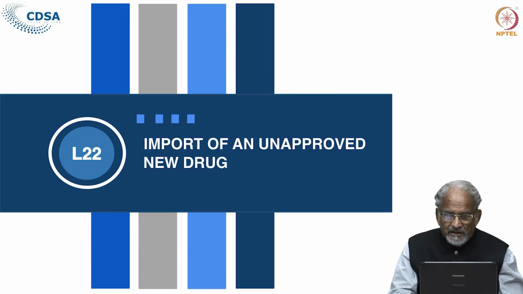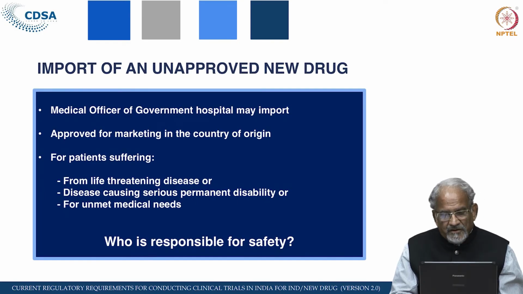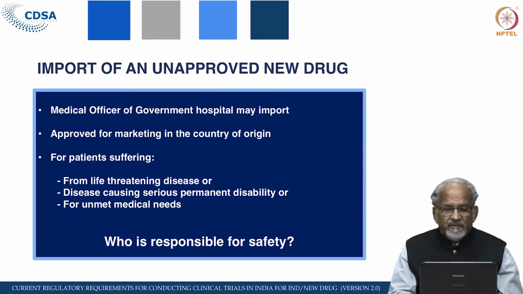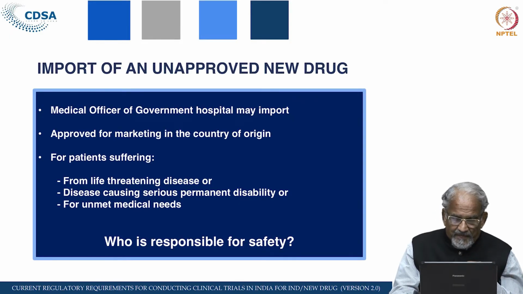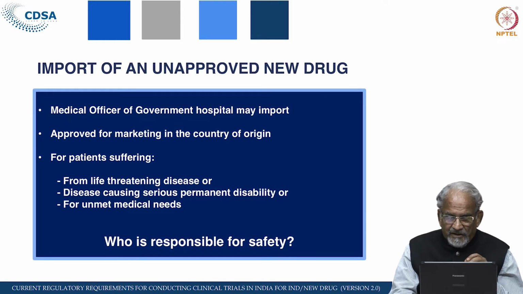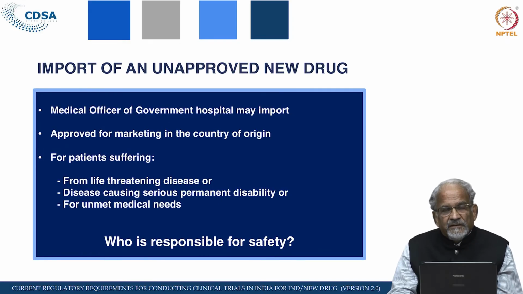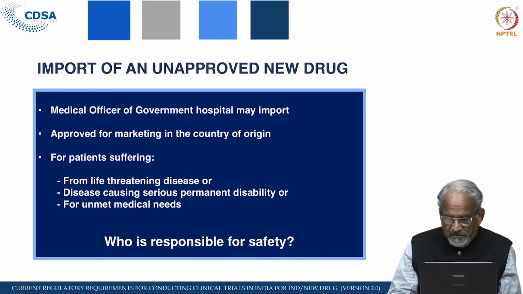A new development in this rule is import of unapproved new drug, a drug which has not been approved in India. In that case, the medical officer of, as on date, only a government hospital may import it, and it must be approved for marketing in the country of origin, and the patient is suffering from a life threatening disease, a disease causing serious permanent disability, or an unmet need. So, if the medical officer or the indenting person from the government hospital thinks that this drug will be useful, there is a provision to import such an unapproved new drug.